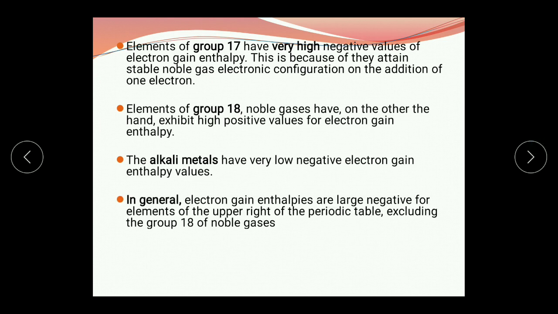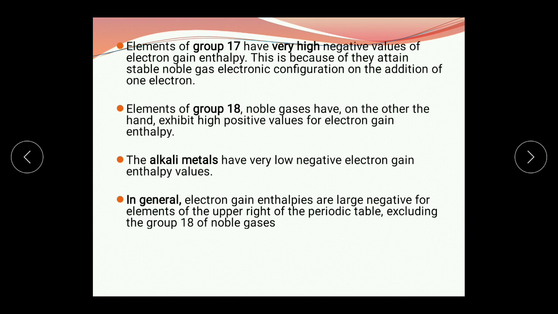In general, electron gain enthalpies are largely negative for elements of the upper right of the periodic table. That means non-metals, in short, we can say. Excluding group 18 of the noble gases, before that is 17, before that is 16, and the upper right corner belongs to non-metals. Upper right, that means the p block corner. We have seen the periodic table, those are non-metals.